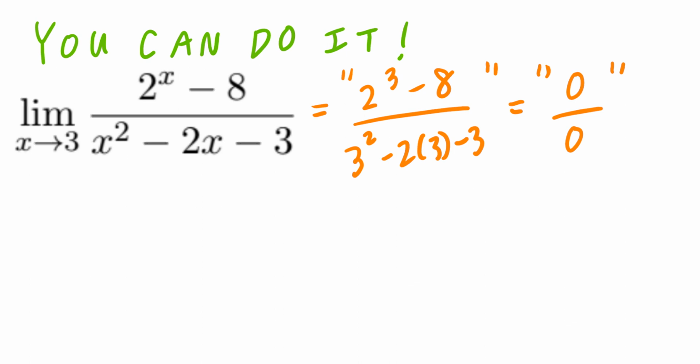Now, normally, when this happens, you can move on to factoring, you can move on to multiplying the top and the bottom by its conjugate, and so on. But in this example, I would like to show you a rule called L'Hopital's rule. So in a different color, let's write this out.